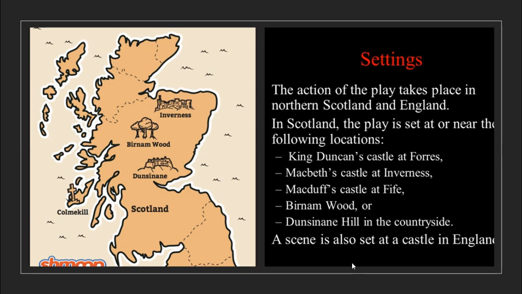Okay, here we have a map of Scotland. Scotland is where the play takes place. The action of the play takes place in northern Scotland and England. In Scotland, the play is set at or near the following locations: King Duncan's castle at Forres, Macbeth's castle at Inverness, Macduff's castle at Fife, Birnam Wood or Dunsinane Hill in the countryside. There is also a scene where it is set in a castle in England, but the primary setting of the play is Scotland.